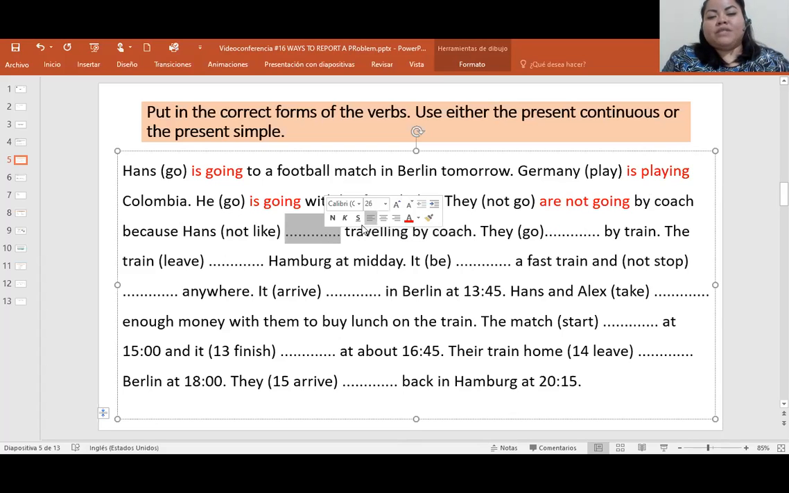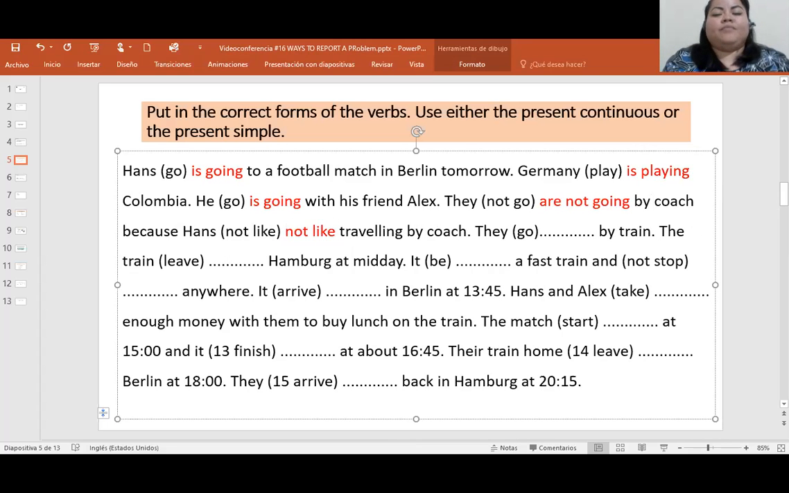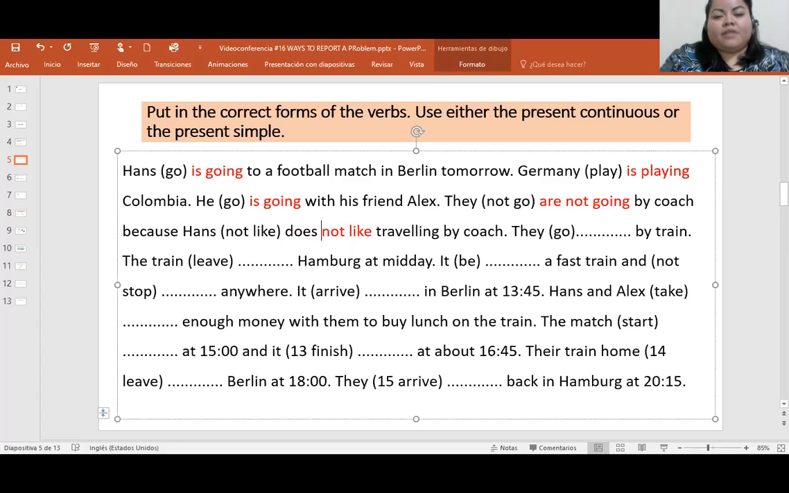No like. Okay, when we say no like, is that simple present or present progressive, Angie? Simple present. Okay, in simple present, what is the auxiliary that I use for simple present, Angie? Does. Okay, so what is the answer? Does not like. Okay, because Hans does not like traveling by coach. Here, this is correct. Very good, Angie.